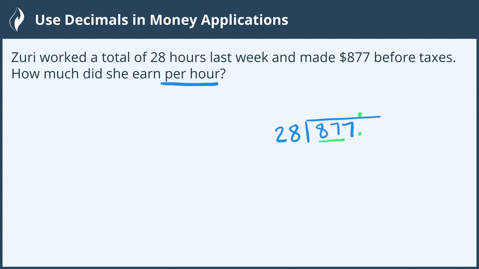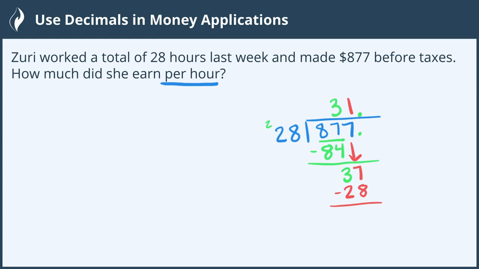Since 87 is close to 90 and 28 is close to 30, I'm going to go ahead and guess 3. 3 times 8 is 24. 3 times 2 is 6, plus 2 is 8. And that was a perfect guess because now we have 3 left over, and that was less than 28. Now we bring down the 7, and we're looking for 28 to go into 37, and that will only go in one time. 28 times 1 is 28, and then we will subtract.